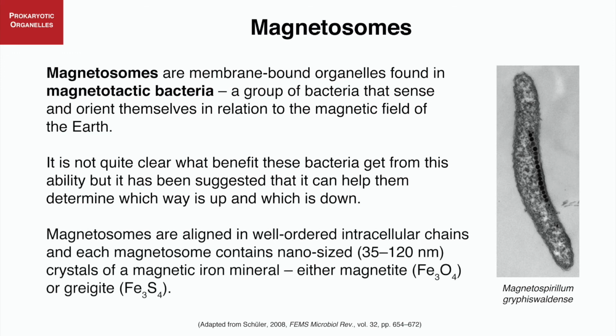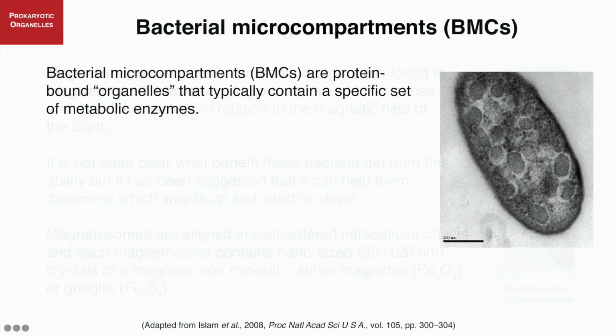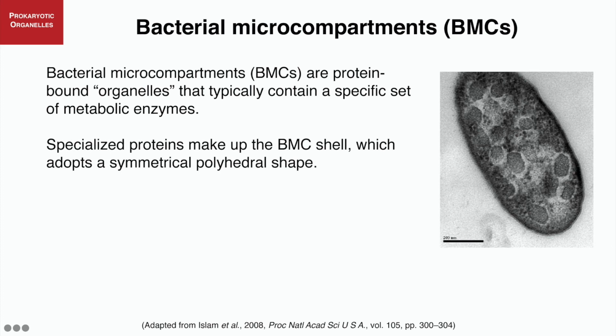Magnetosomes are aligned in well-ordered intracellular chains, and each magnetosome contains nano-sized crystals of a magnetic iron mineral. Bacterial microcompartments are protein-bound organelles that typically contain a specific set of metabolic enzymes. Specialized proteins make up the bacterial microcompartment shell, which adopts a symmetrical polyhedral shape.